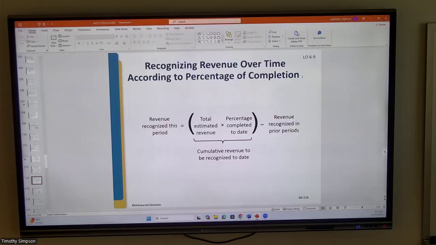We have to take out what has already been there, and that's one of the issues, and something that comes up all the time in homework and quiz type scenarios, where we have to take out the revenue recognized in prior periods, because this is a cumulative long-term sort of situation. So we have to kind of go in that direction.